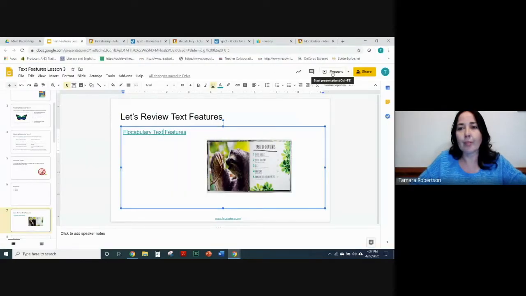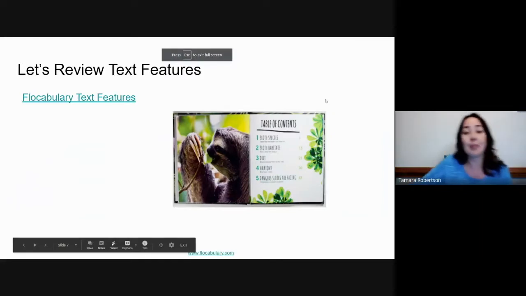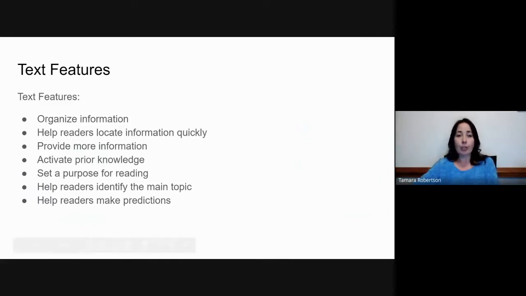Well, I hope you enjoyed that video as a quick review of text features. So let's just review why text features are important. Authors use text features to organize the information in a text, which helps us, the readers, find information more quickly, so we know exactly which section we need to go to. They provide more information, so you can read the captions to get more information.